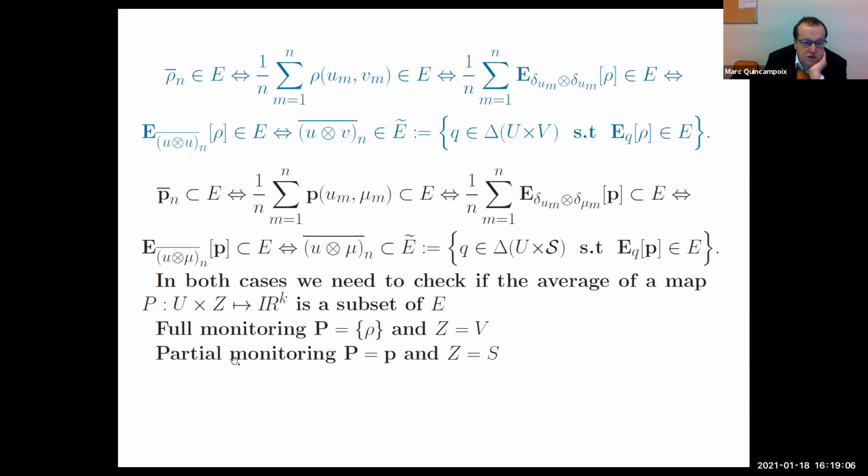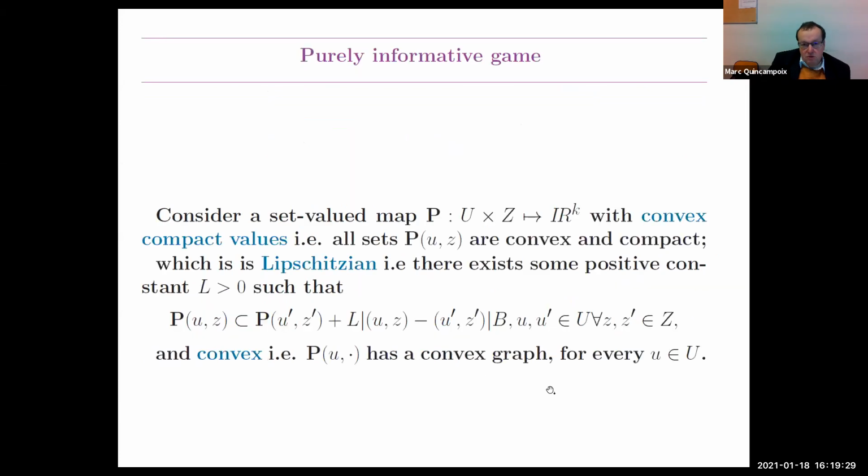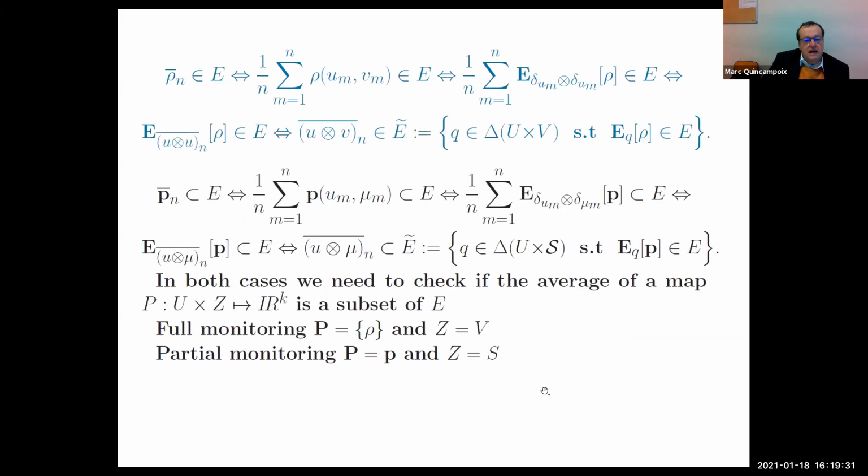And in the partial monitoring case, capital P is exactly the map K, and Z is equal to S. So the two properties are the same. And in fact, we can define it for more general P, not only these two, but I will skip this. So now I will define again in the space delta U times delta V.